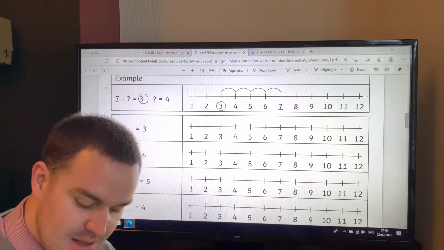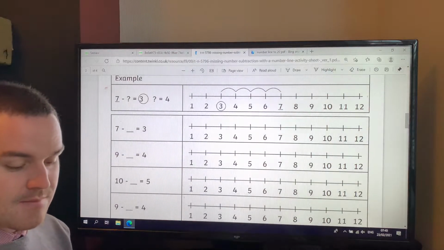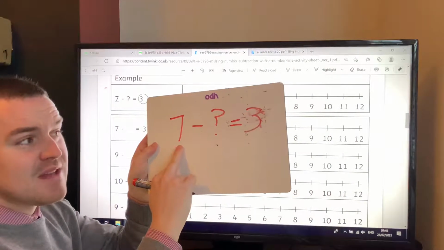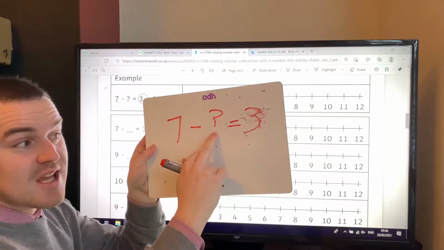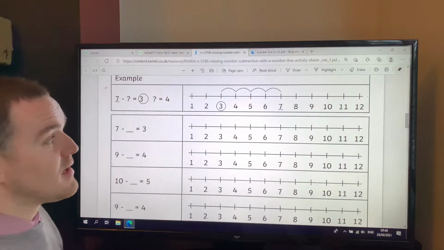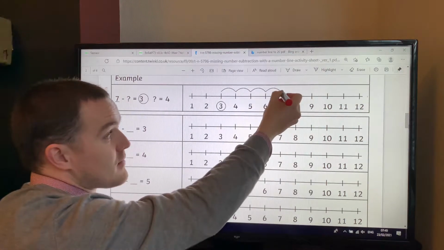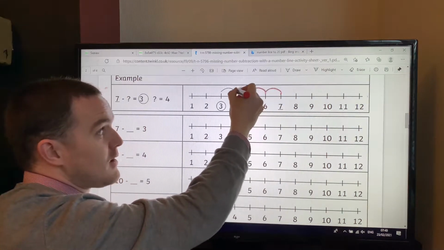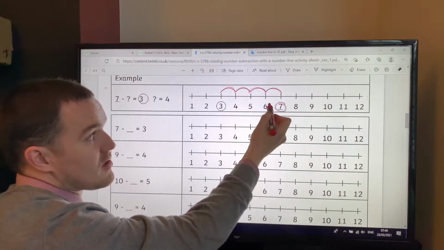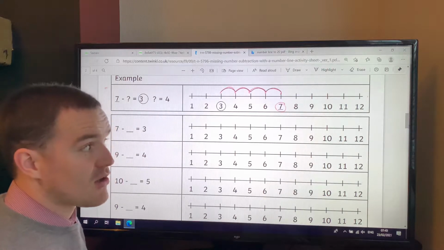So 7 take away something equals 3. They knew they had 7, they took away something, we're not sure what that is yet, and they got 3, so we need to work out what that something was. So to do that on the number line, they've started at 7 and they've counted back in jumps until they got to 3. They had to count back 4, so 7 take away 4, got 3, okay?